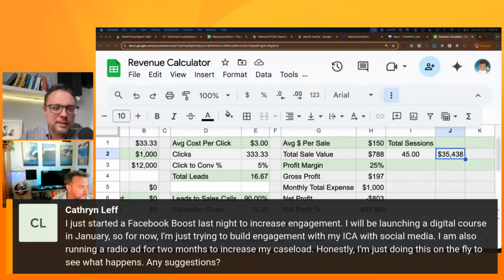I just started a Facebook boost last night to increase engagement. I'll be launching a digital course in January. So for now, I'm just trying to build engagement with my ICA with social media. I'm also running a radio ad for 2 months to increase my caseload. Honestly, I'm just doing this on the fly to see what happens. Any suggestions? Yeah, go ahead, Mike. I'll let you jump in. Any suggestions for Catherine here?